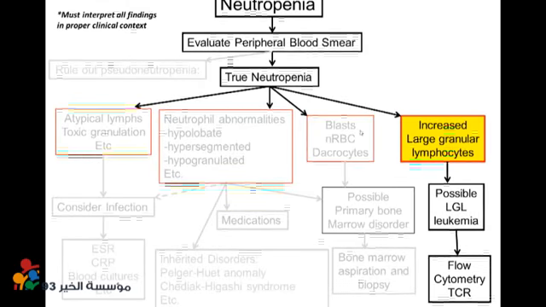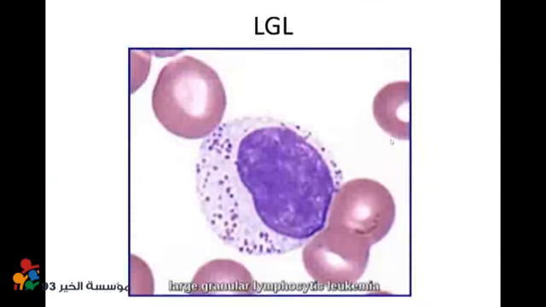The last category that I always keep in mind is increased large granular lymphocytes. Why is that? Because LGL leukemia is highly associated with neutropenia. And the way we diagnose this is flow cytometry. If I see these cells here, it's very simple, as the name indicates: large granular lymphocytes. They are large lymphocytes that have granules in the cytoplasm.